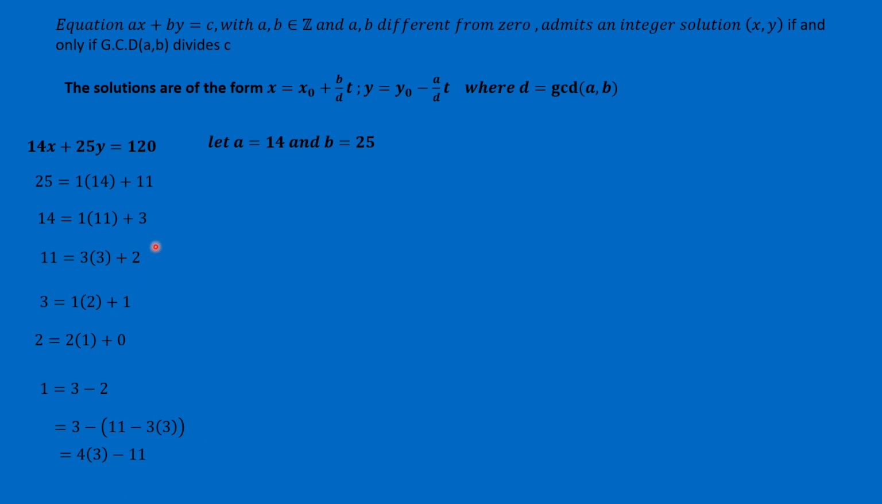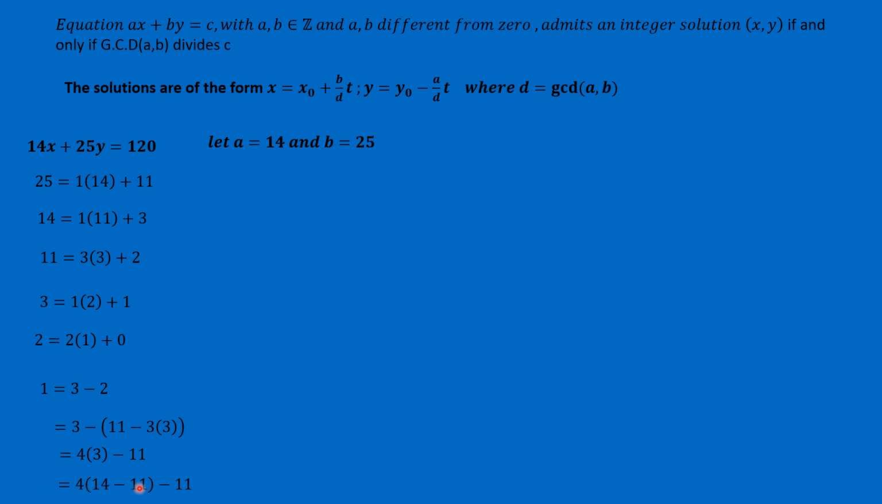The next thing now, we are going to replace now 3. 3 now is equal to what? 14 minus 11, right? So you just make it a subject from the equation. Make sure you walk backward until the last equation. So when I do that, I'll just replace 3 by 14 minus 11, and then simplifying a bit, you have 4 into 14 minus 4 times this one.